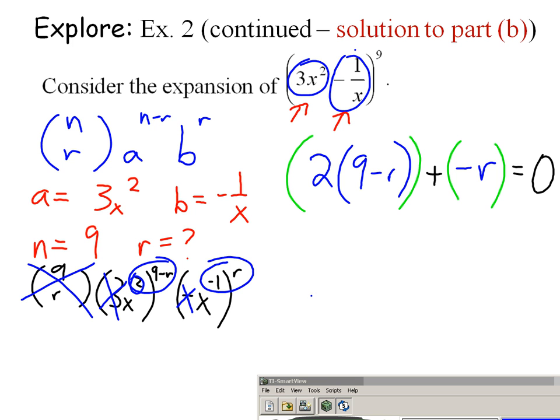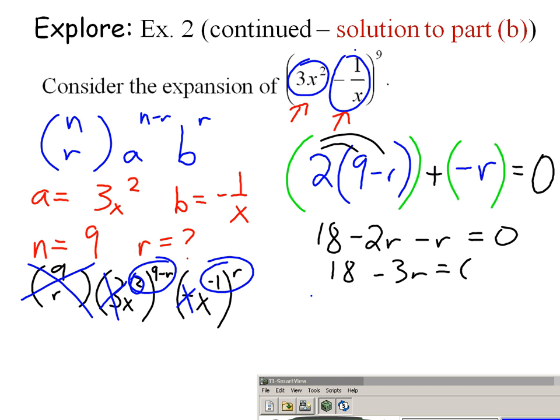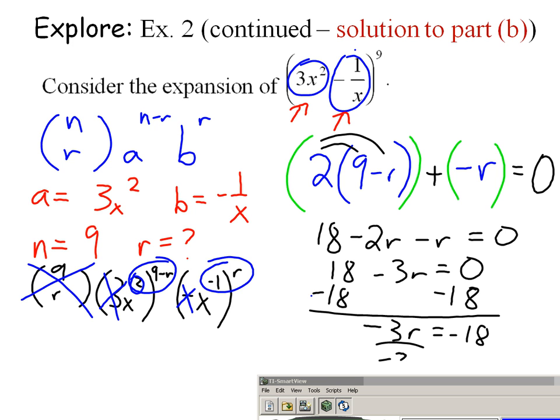So I distribute. I get 18 when I take 2 times 9. 2 times negative r is negative 2r. And then I have another negative r right here, equals 0. So that gives me negative 3r, and I have the 18 here, equals 0. Subtract 18 from both sides. Negative 3r equals negative 18. Divide by negative 3, and r equals 6.